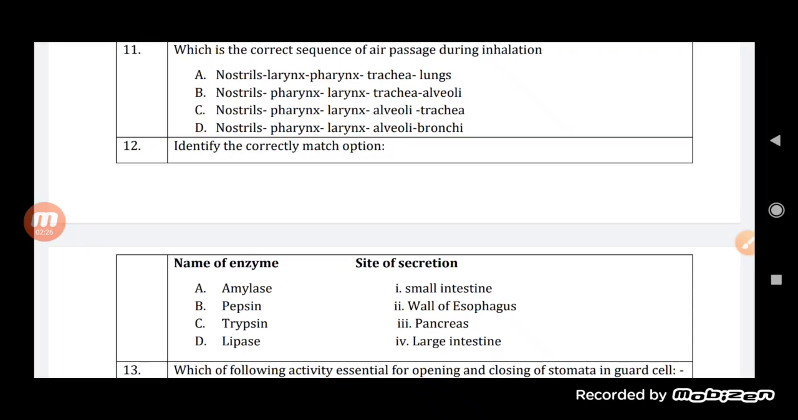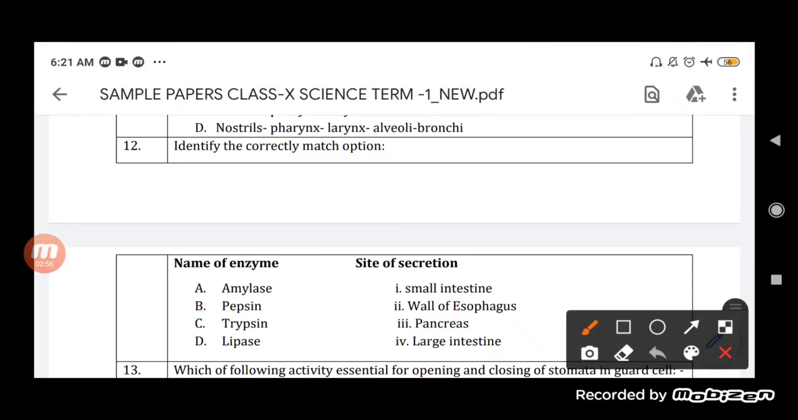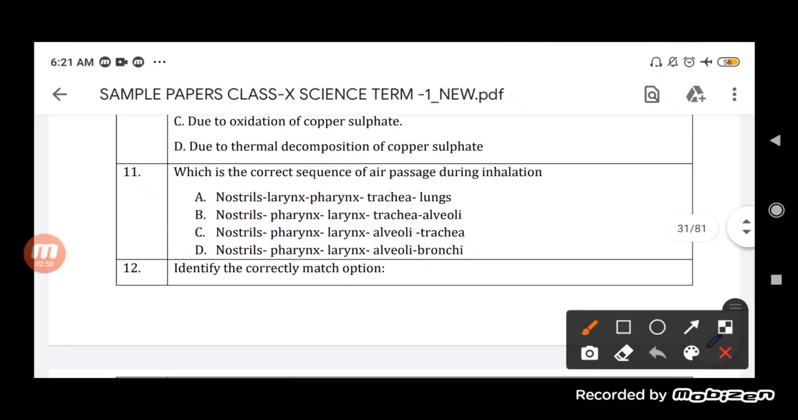Out of the four, you see the first one is the nostril. Air will enter into the nostril, then into the pharynx, which we also call the windpipe, then it reaches the larynx, which we also call the sound box, then it reaches the trachea, and then finally from bronchi to bronchioles, it will get divided into the alveoli. So out of the four, the correct option is the B one. This is the correct option, that is nostril, pharynx, larynx, trachea and alveoli.